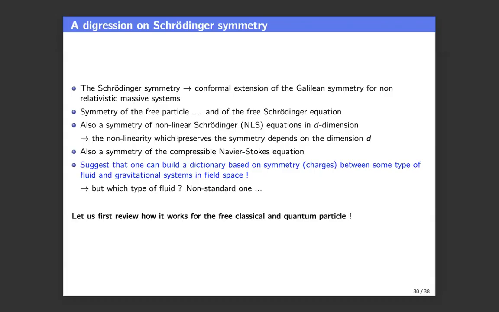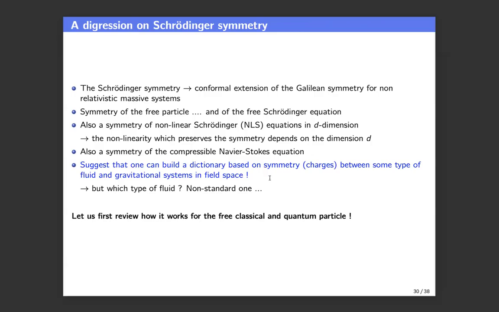In particular, for each dimension D, you have a given nonlinearity, okay? So basically, the modulus of psi times psi, the modulus of psi up to some power which depends on D, which allows you to preserve this symmetry. So it means that quantum fluids, which are typically described with the Gross-Pitaevskii equation, will exhibit this symmetry for a given nonlinearity and a given dimension. Now, this symmetry is also the symmetry of the compressible Navier-Stokes equation.